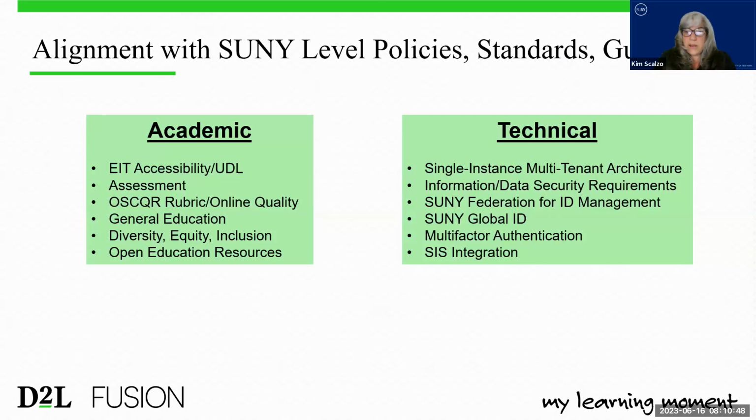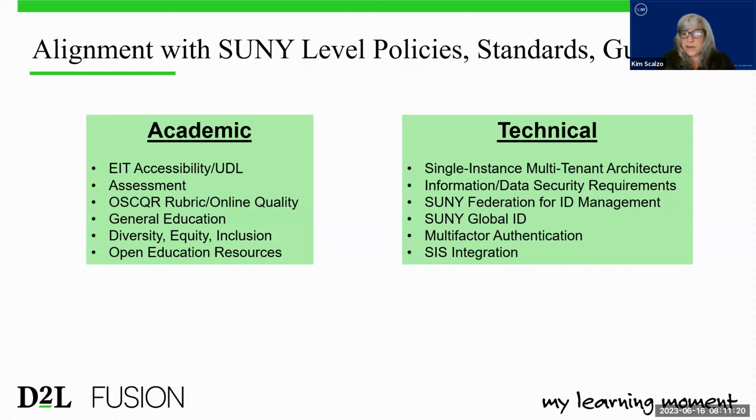Before we began our implementation, our team identified a range of policies, standards, and guidance that we wanted to be able to align with, and they fell into two categories, academic and technical. As we have been going through the implementation, wherever we see an opportunity to align with one of these, we build that into our processes and work with campuses. For example, our training for faculty includes the elements of Brightspace that address EIT accessibility and has a required universal design for learning component to it.